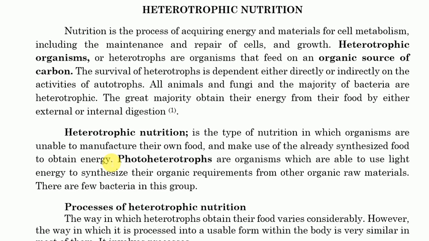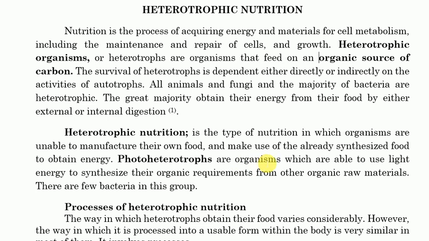So they make use of the already synthesized food, and normally this already synthesized food is synthesized by the plant. So generally heterotrophs, they are unable to produce their own foods. Now we have a special category of heterotrophs which are called photoheterotrophs. These are using light, but still they are using the already synthesized carbon.